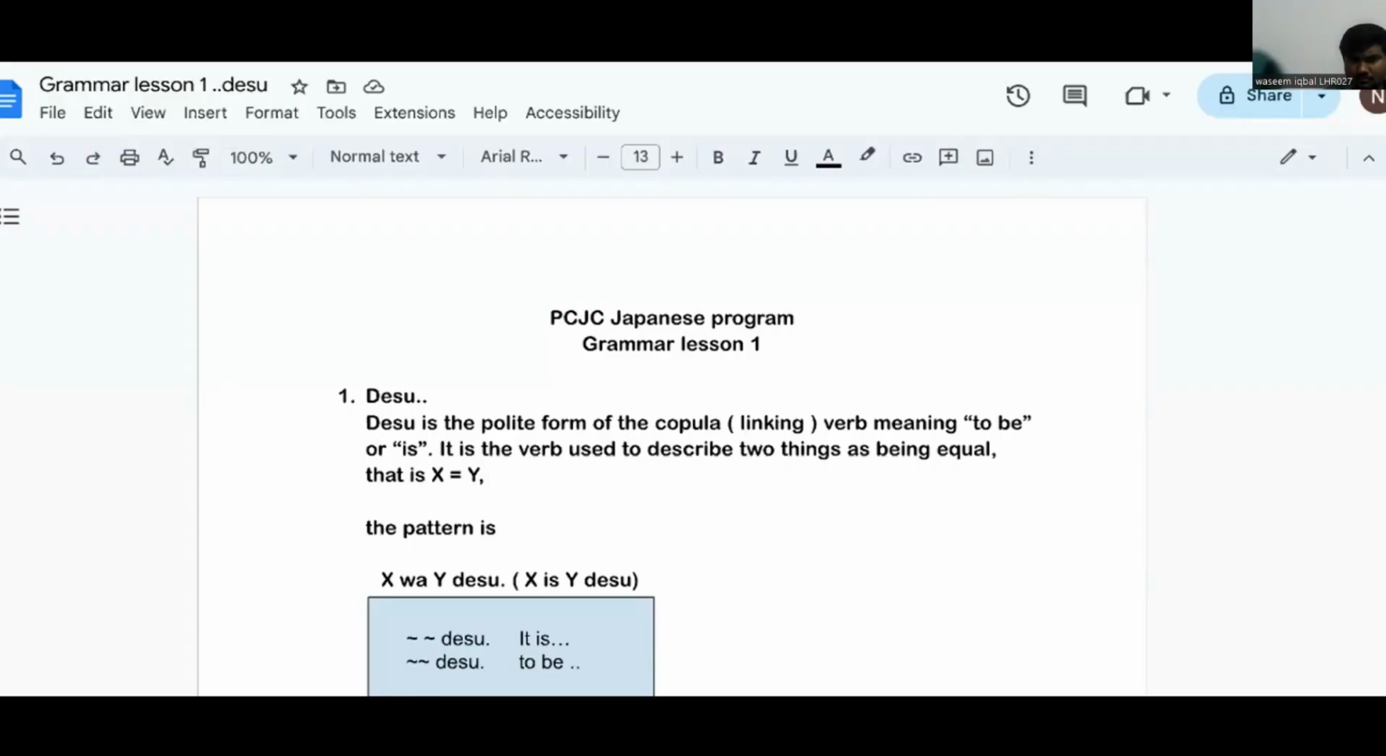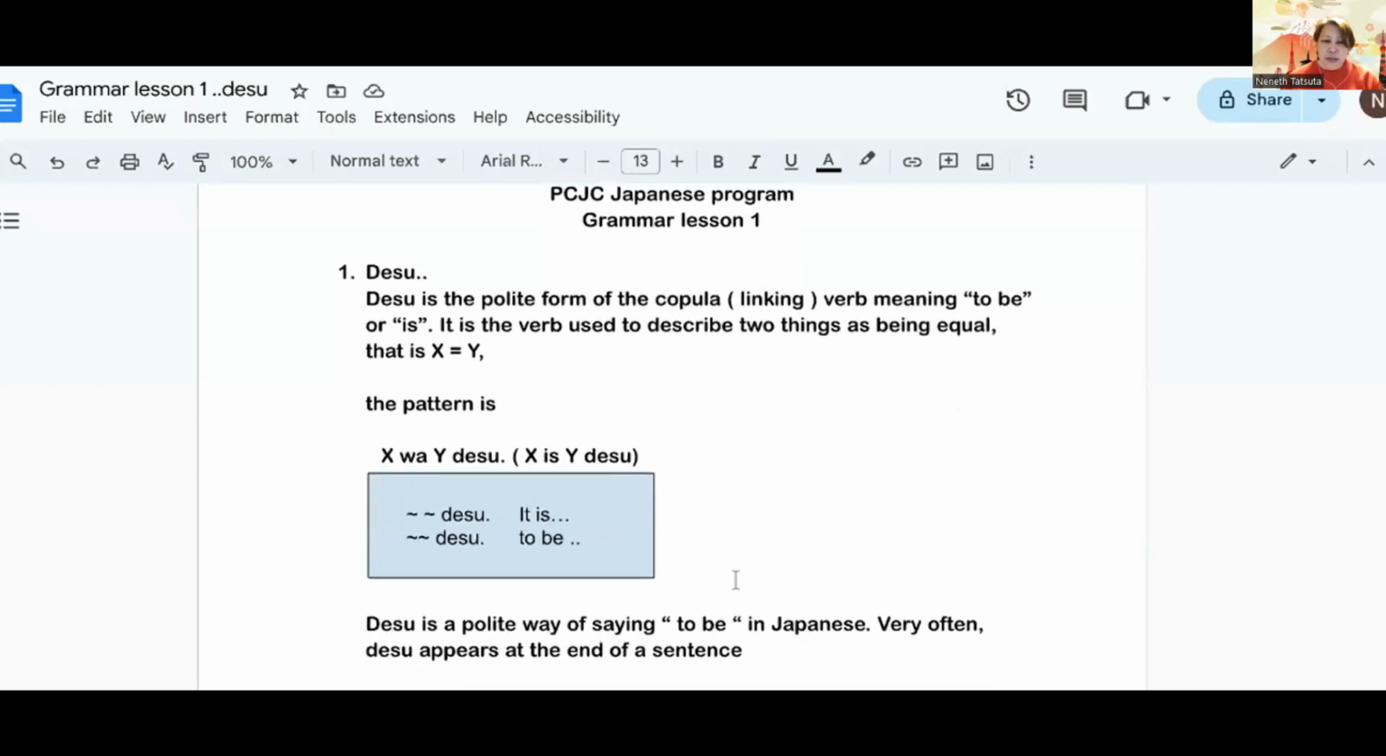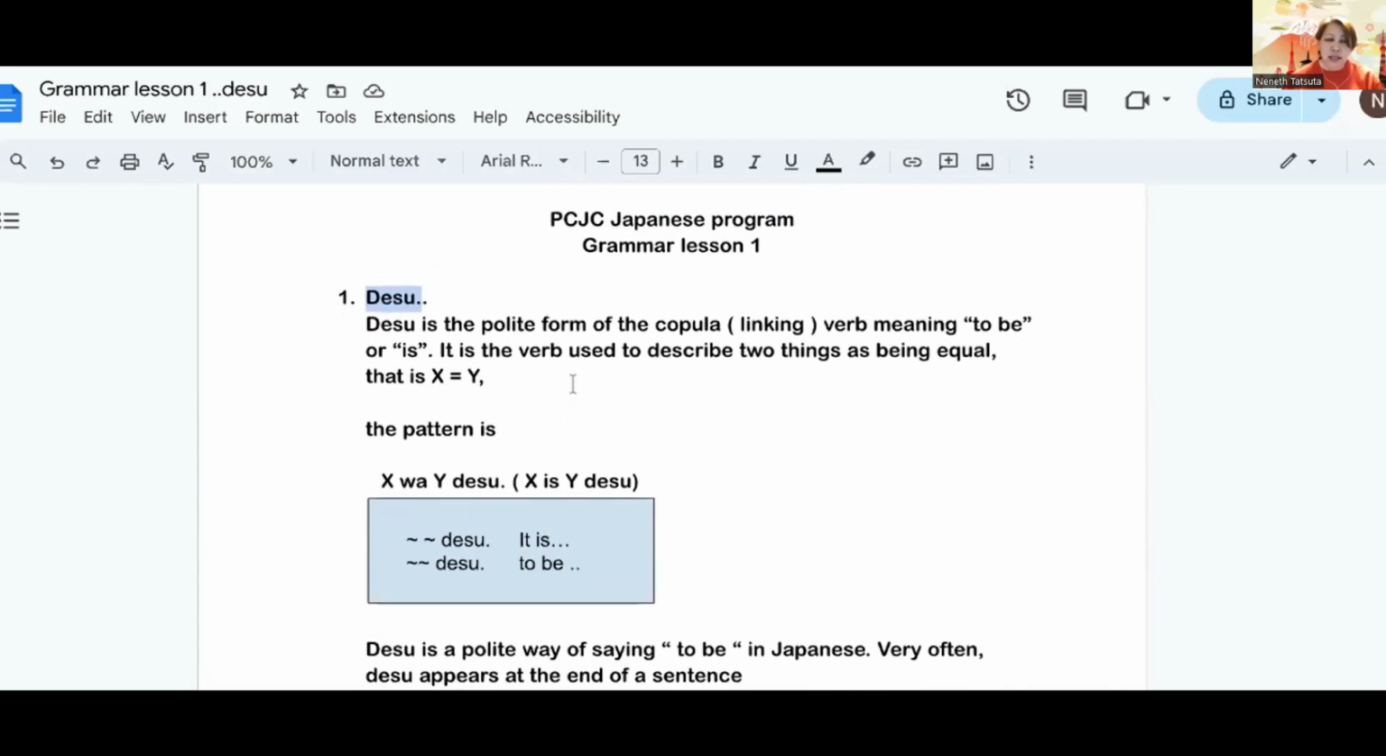Okay, then let's go with the first grammar. After your Jiko Shokai, maybe you would know. You would ask, okay, this is our first grammar lesson: the word desu. I'm going to share this with you because in your Jiko Shokai, some sentences are correct, but there's a little problem with their desu. So I decided to share this as a lesson.